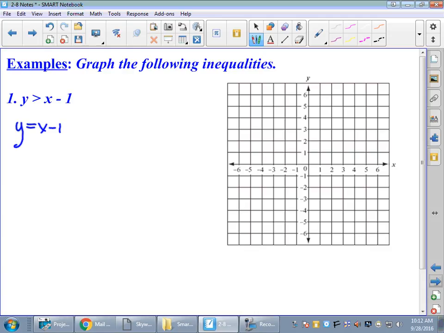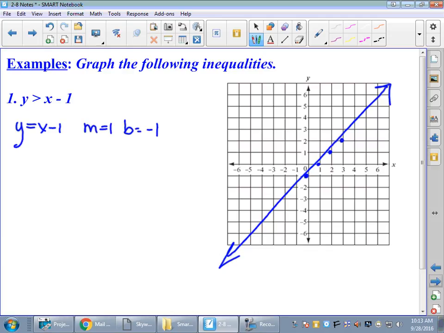I notice that this is in slope-intercept form, and my slope is equal to 1, and my y-intercept is equal to -1. So I'm going to go over to my grid, and I'm going to start at -1 on my y-intercept, and I'm going to count up 1 over 1 for my slope, up 1 over 1, up 1 over 1. So I have enough points to connect and extend. There's my boundary. And so my boundary creates two different regions on the graph. I have the numbers above that line, and I have the numbers below that line.